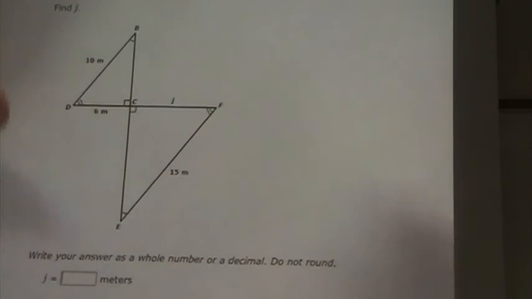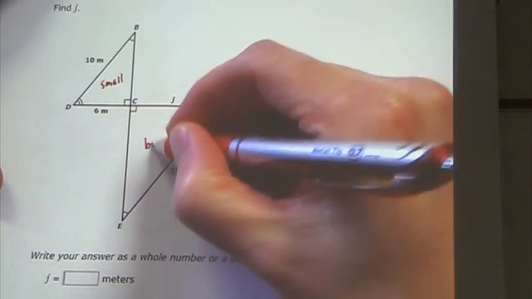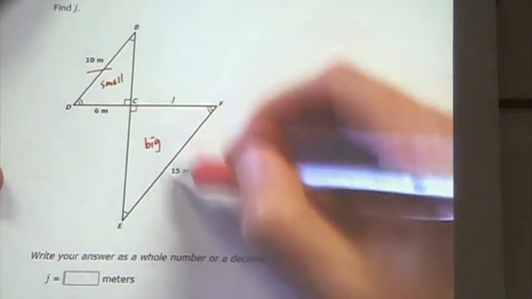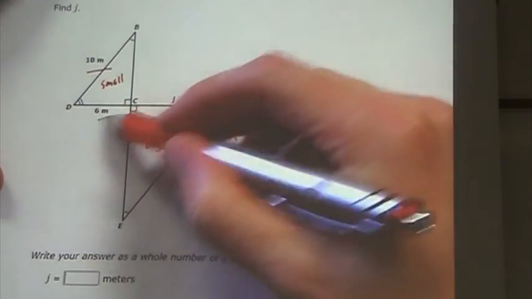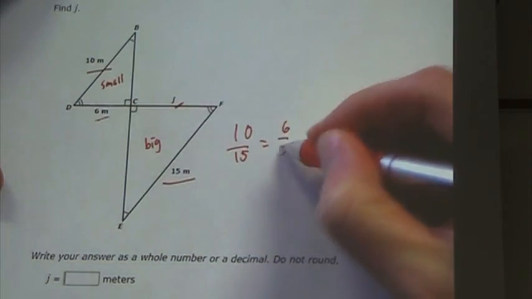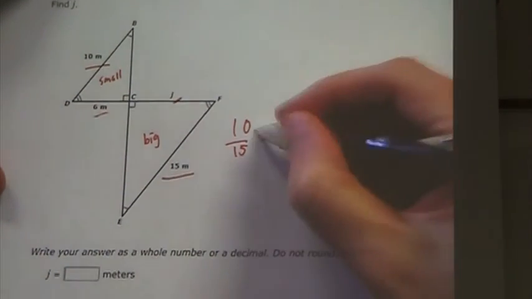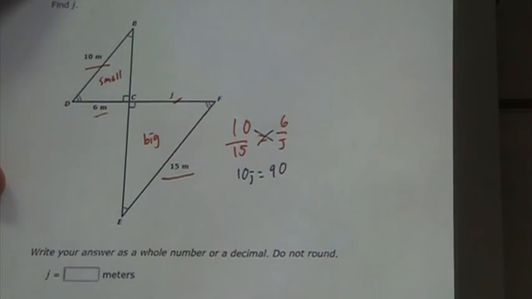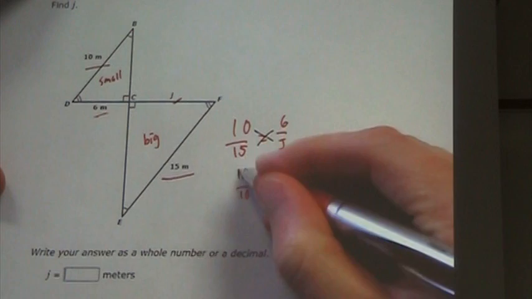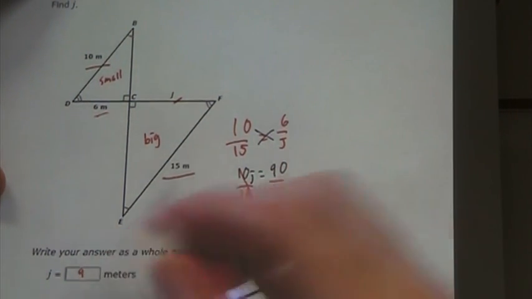And this one down here, match the sides. I'm going to again do small triangle over big triangle. And I'm going to go maybe 10 over 15 equals 6 over J. And from here, cross multiply and solve. Boom.